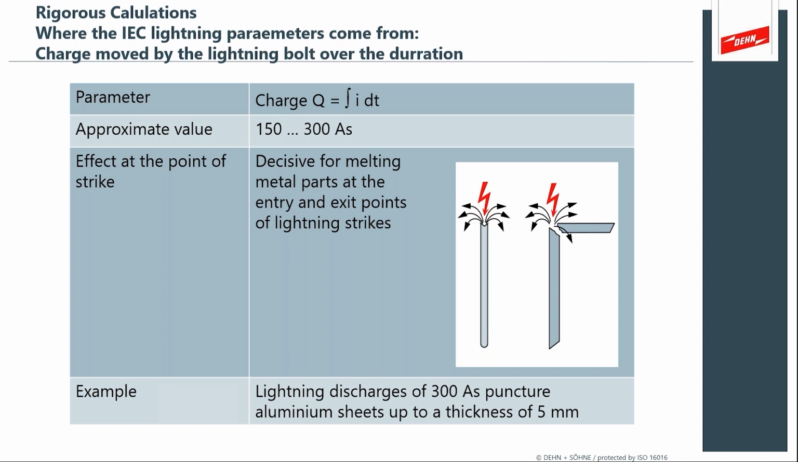So the parameters of lightning that are widely accepted are the charge. And charge is essentially what generates the current that we see. So charge is decisive for melting parts. This is essentially what bursts through things like the wall of a tank, or punches through your aluminum roofs. Charge is decisive in melting metal parts at the point where it attaches.